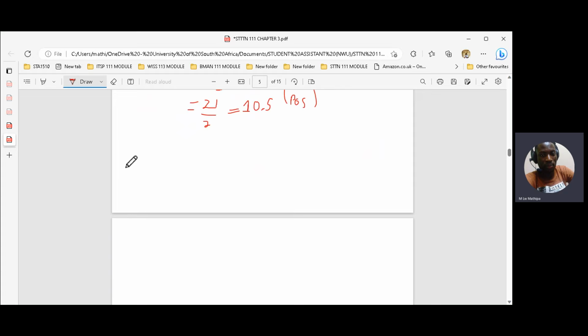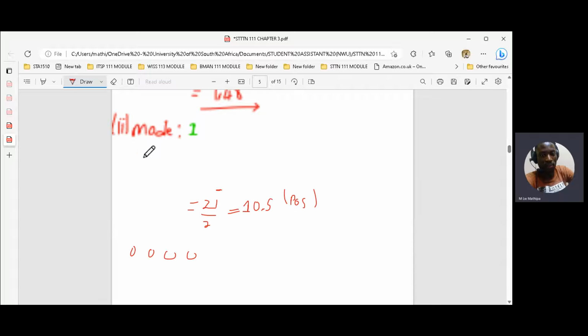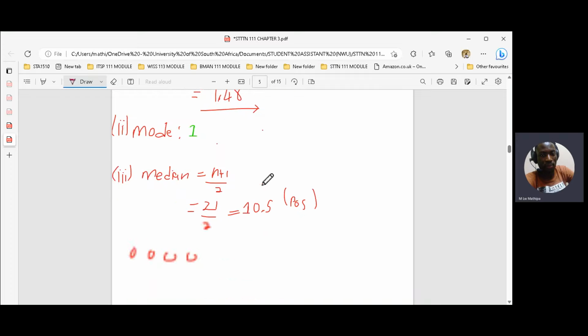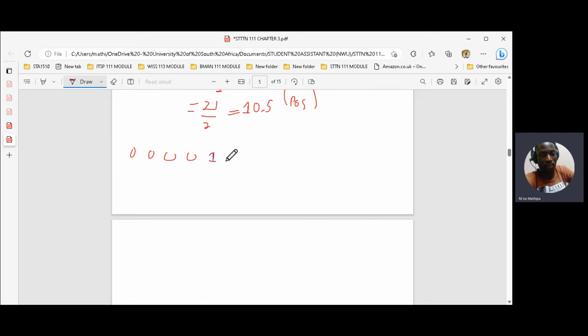We have 0, 0, 0, 0, 0, and then what else? 1, 9. We have 1, and then 1, and 1, and 1, and 1. Just count 1, 2, 3, 4, 5, 6, 7, and then 8, and then 9. Which is 2, 4, 6, 8, 9.